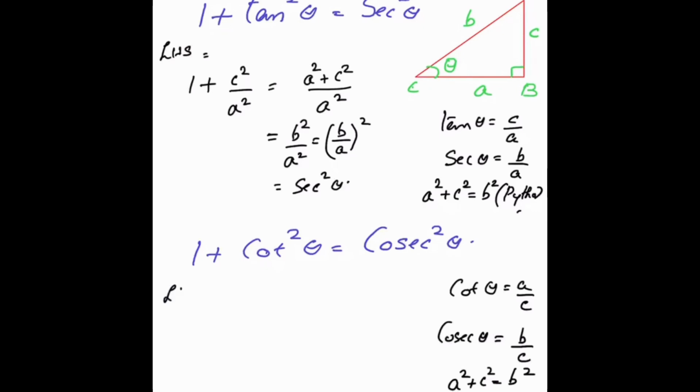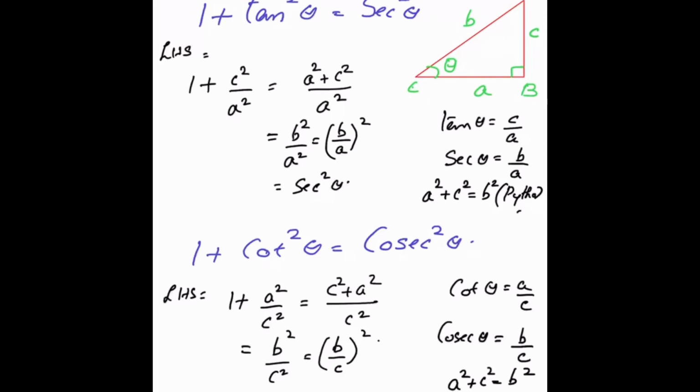Pythagoras theorem. Now LHS is equal to 1 plus cot squared theta, which is 1 plus A squared by C squared, equal to, taking the LCM, C squared plus A squared, so it is B squared by C squared, or B by C the whole square. So this is equal to B by C, and we know it is cosecant theta. So cosecant squared theta. Cosecant theta the whole square, we write it as cosecant squared theta. Hope it is clear for you.